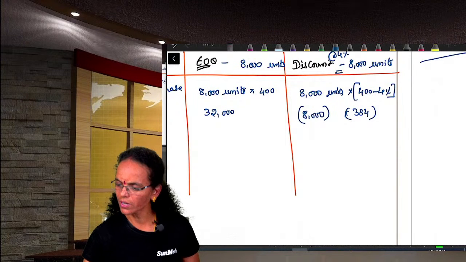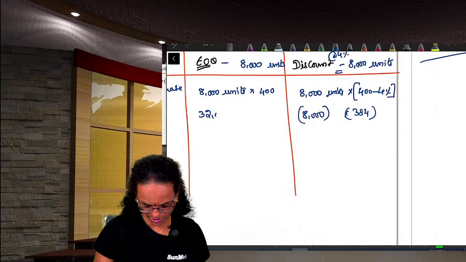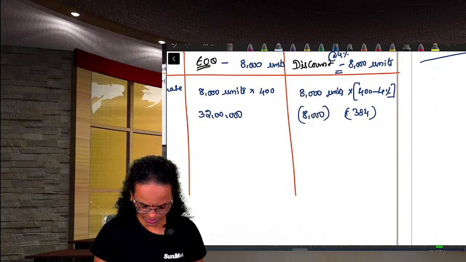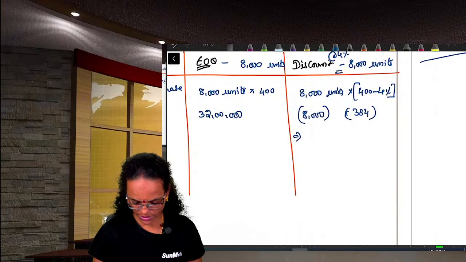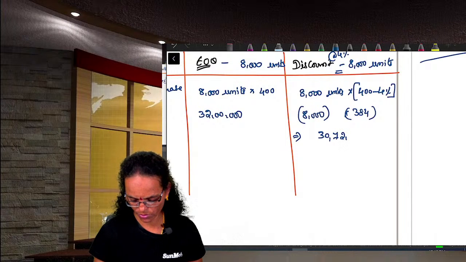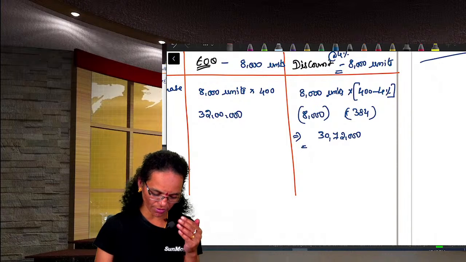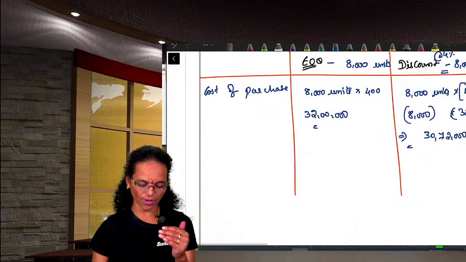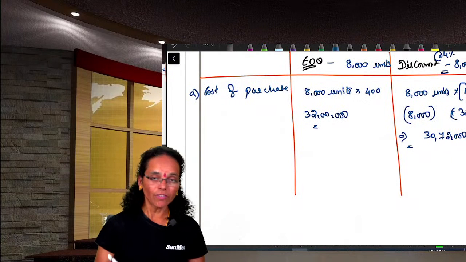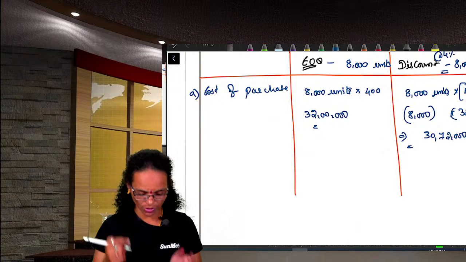8,000 into 400 is 32 lakhs. Here 8,000 into 384, that is 30 lakhs 72,000. The amount which we are paying to vendor is comparatively low at a discount price, but this is not the final decision. We need to check other two components, that is the ordering cost and carrying cost.